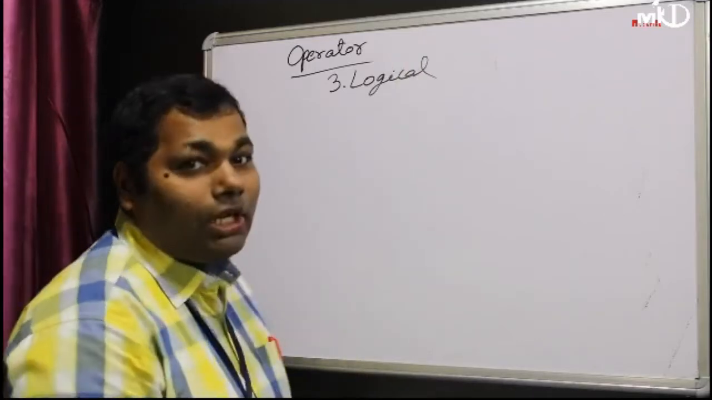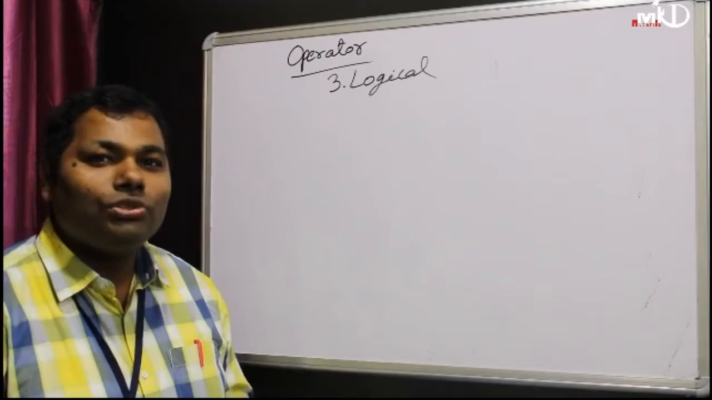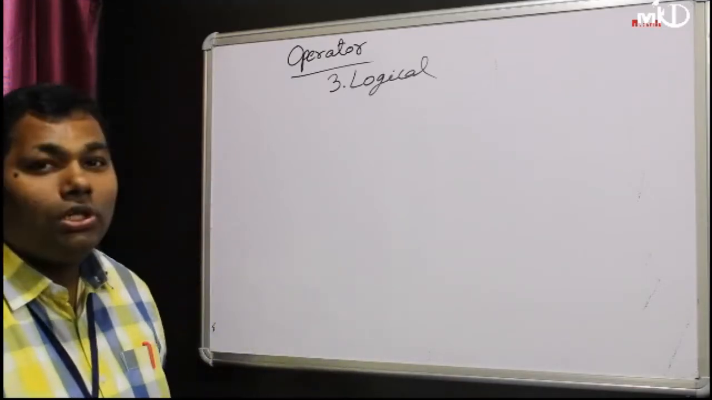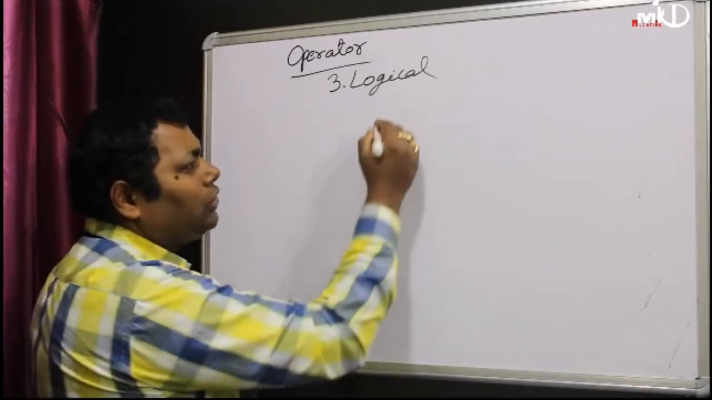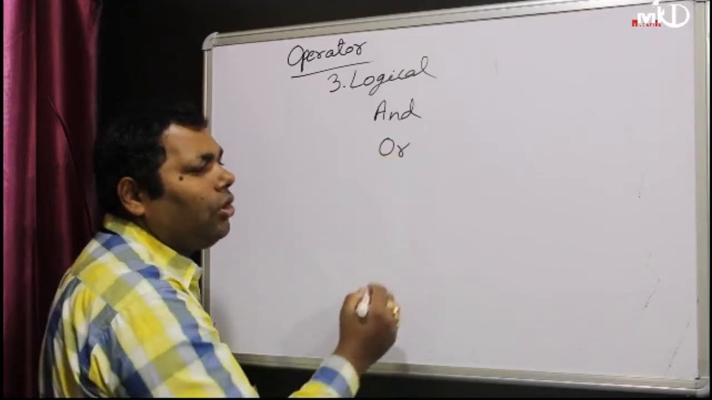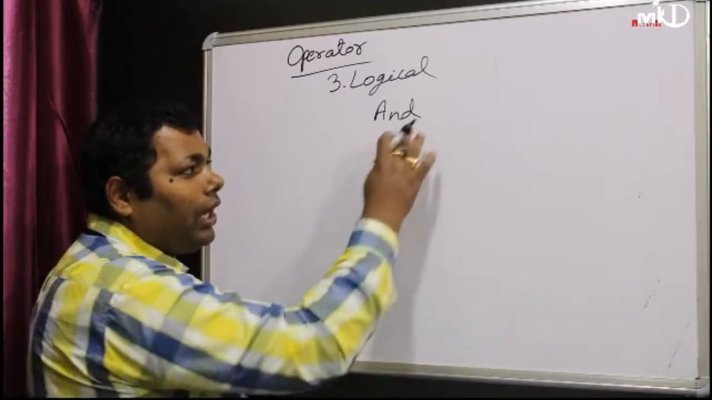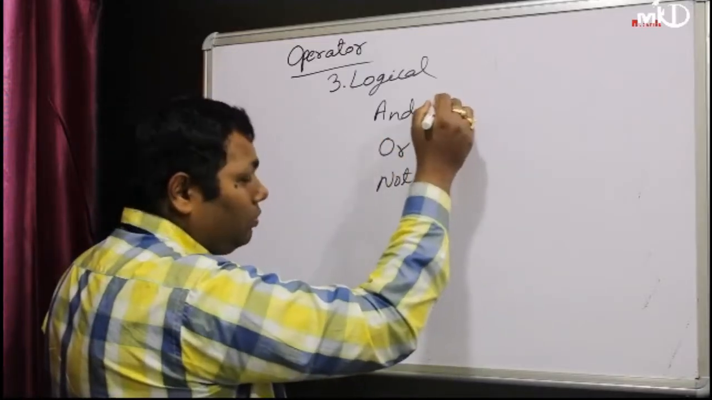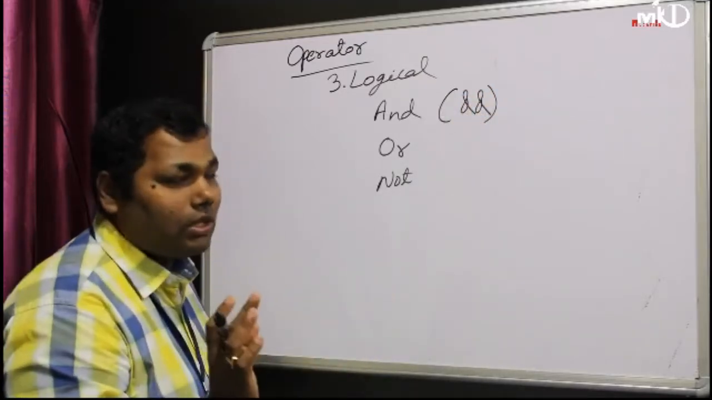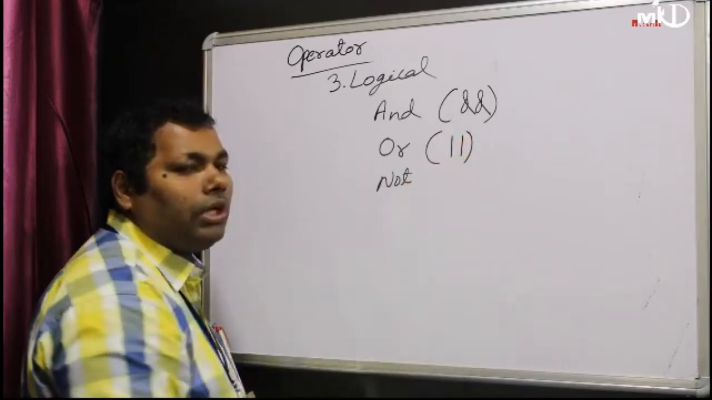Next is the logical operator. As the name suggests, logical means it uses the concept of logic gates. In C language, we use 3 logic gate concepts: AND logic gate, OR logic gate, and NOT logic gate. For the AND, we use the symbol double ampersand without any space. For the OR, we use 2 vertical bars without any space.